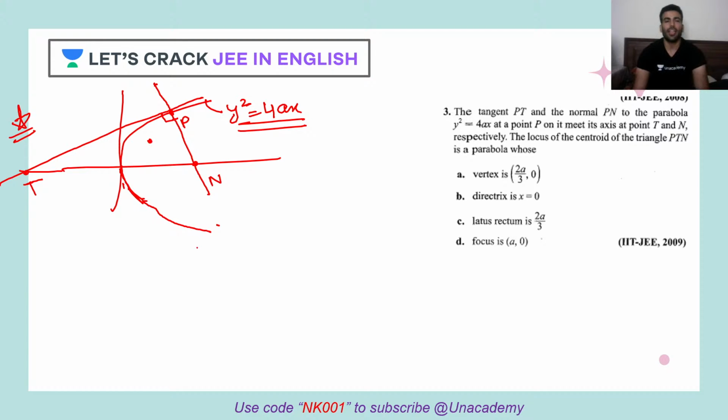And it has also given us information that this locus is nothing else, it's a parabola, but it wants us to comment on the available options. Let me tell you guys that here more than one option is correct.